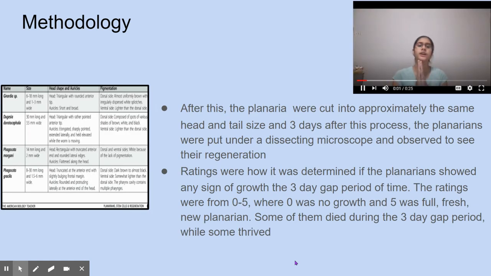After this, the planarians were cut into approximately the same head and tail size, and 3 days after this process, the planarians were put under a dissecting microscope and observed to see their regeneration. This process lasted for 2 weeks since there were 4 trials, and it takes 2 weeks for a planarian to regenerate. Ratings were how it was determined if the planarians showed any sign of growth. The ratings were from 0 to 5, where 0 was no growth and 5 was a full, fresh, new planarian.